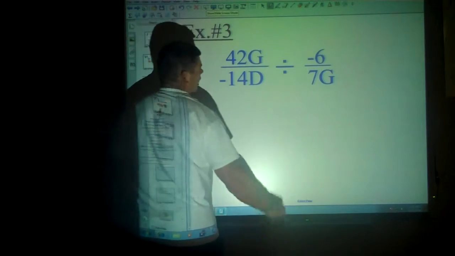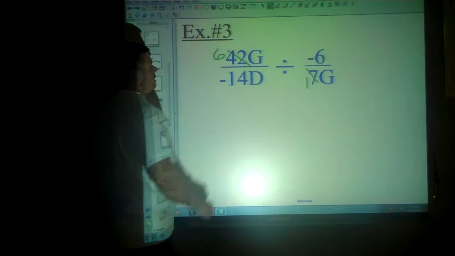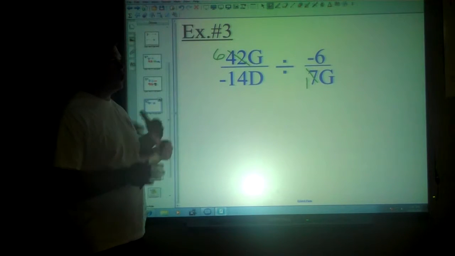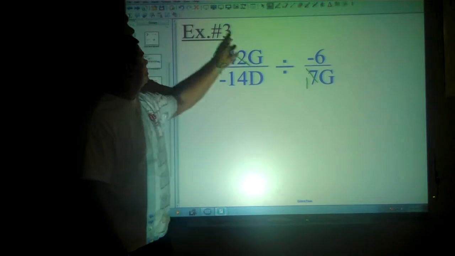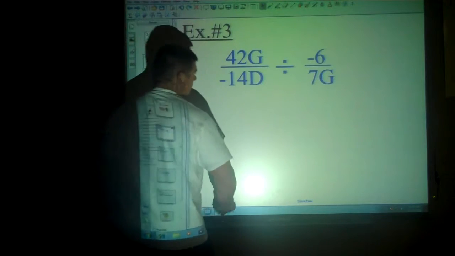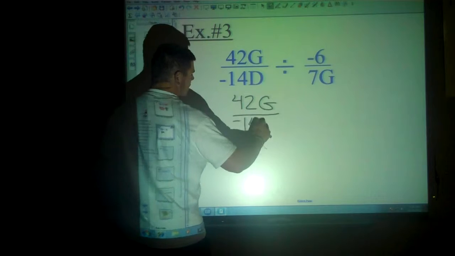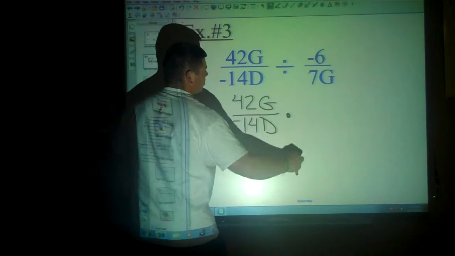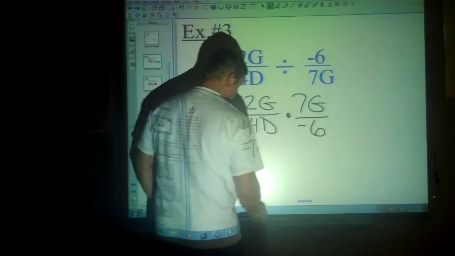Alright? So do I want to take this 7 and make it a 1 and that 42 a 6? The answer to that, no. The reason? We are still in division. We cannot cross simplify while it's in division. So instead, I take the 42g and the negative 14d, and I multiply it by 7g over negative 6.